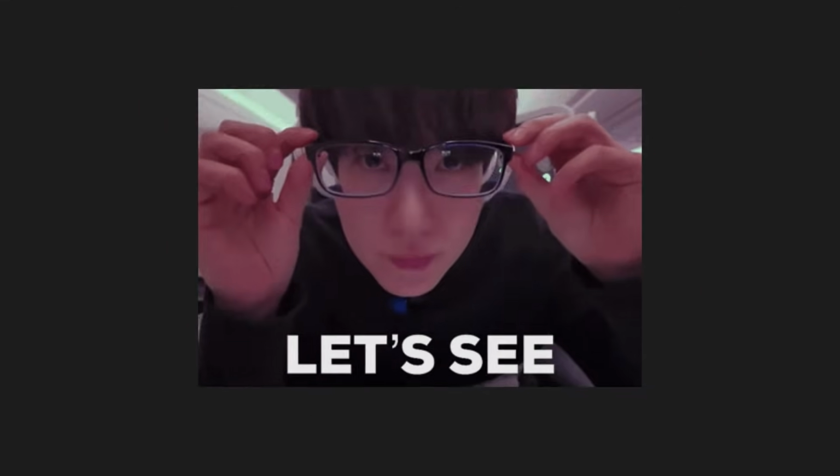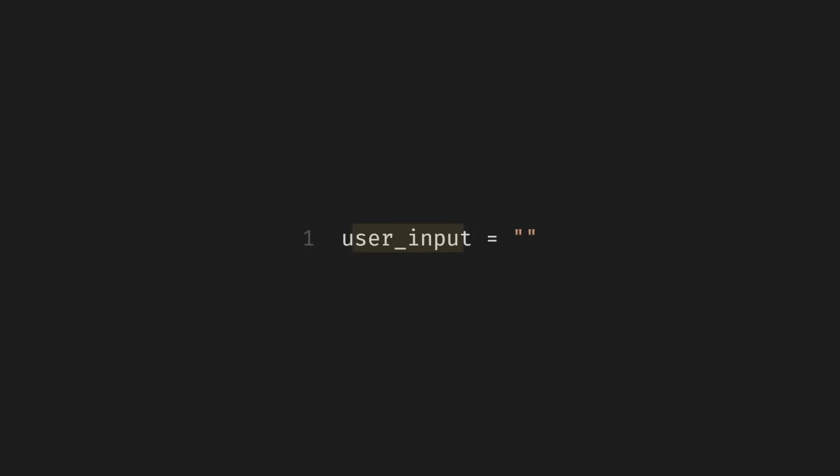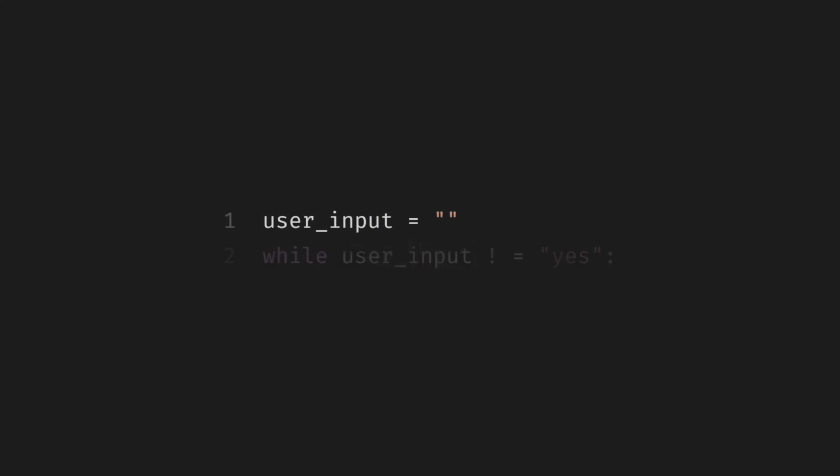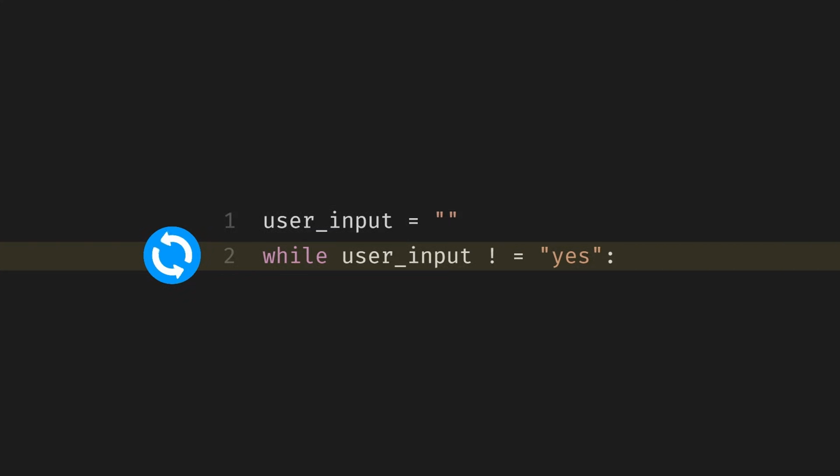And to see that in action, let's declare a variable called user input and assign it an empty string, just 2 double quotes with nothing inside. This variable will store the user's input. Next, we want a condition that checks if the user's input is not equal to yes. If it isn't, the program will go back and continue to the next iteration.